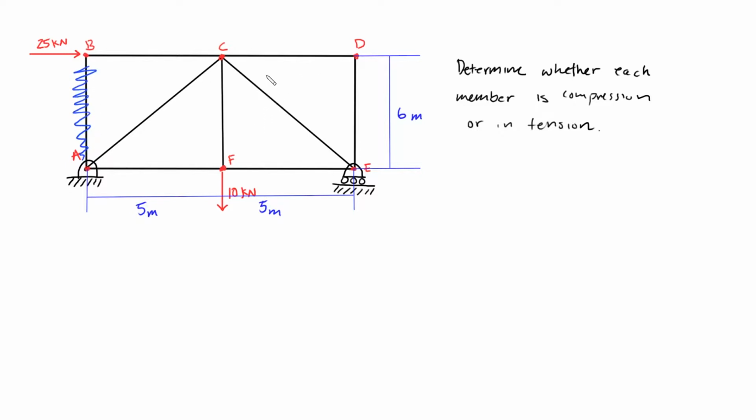And then the same logic will go for CD as well as DE. So what we could say is that CD, AB, and ED are zero force members.